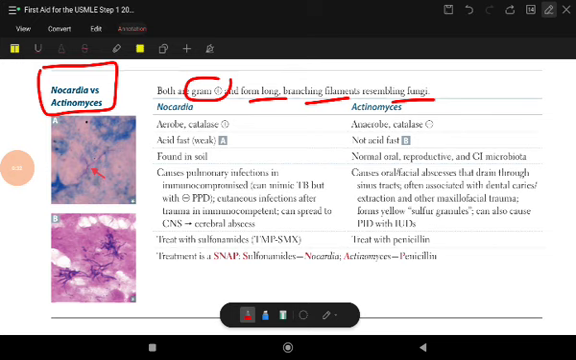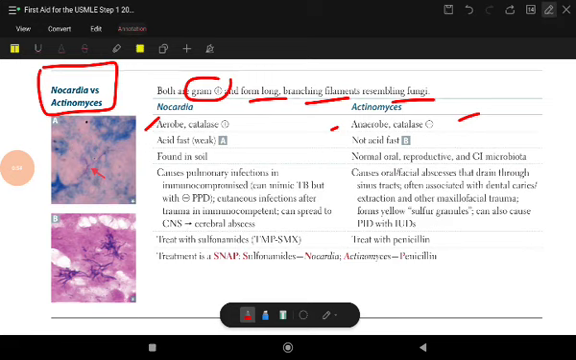Okay, now let's talk about Nocardia and Actinomyces. See, Nocardia is an aerobe, catalase positive. What does it mean by aerobe? Aerobe means that it requires O2 for its proper development. Whereas Actinomyces is an anaerobe, meaning it doesn't require O2, and it is catalase negative, just the opposite of Nocardia.